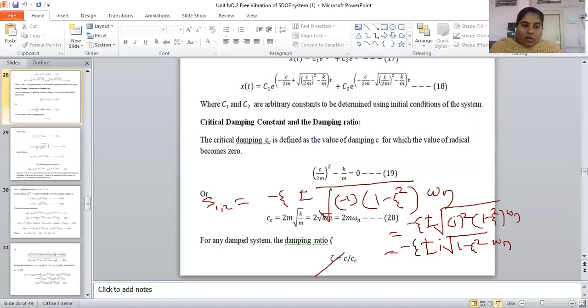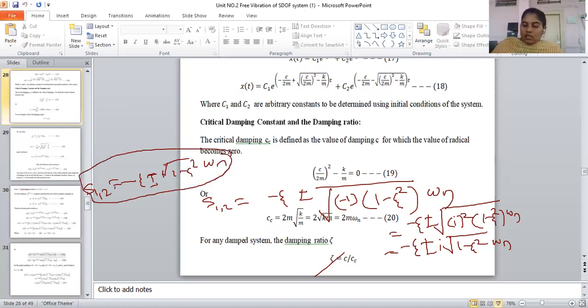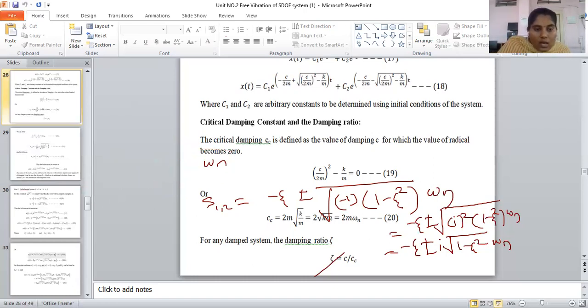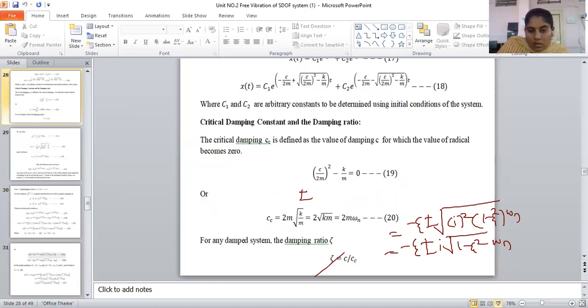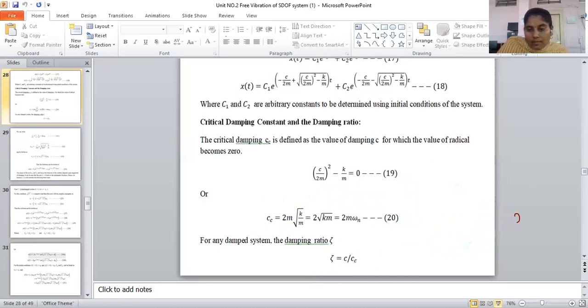I hope all of you have understood that S12 will be equal to minus zeta plus or minus i into the square root of 1 minus zeta square into omega n, because mathematically the root of i square is i. So that value we have to put into the next equation. The discussion about how this i came here, you have understood. Now we'll move towards case number 1, the under damped free vibration system.